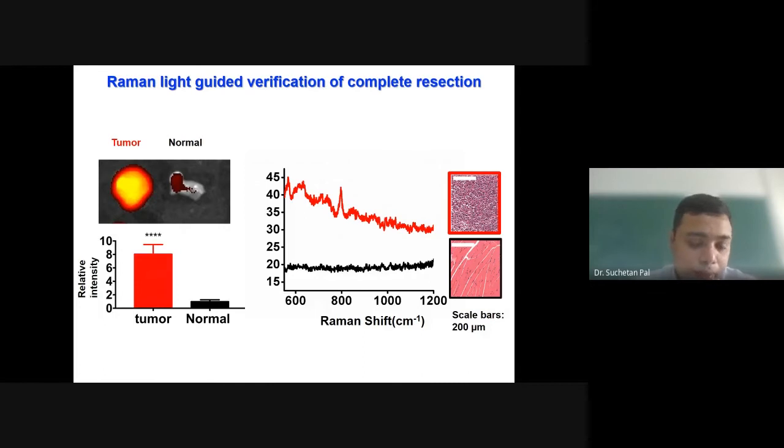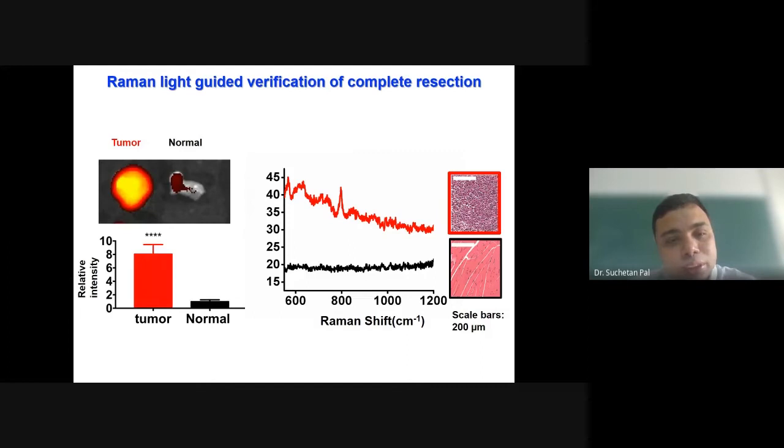So in fluorescence, you have a drawback of autofluorescence. So you have some low level of fluorescence from the normal tissue as well. You can see that the tumor tissue has high fluorescence and normal tissue has low fluorescence, but during the surgery, you don't know whether this low fluorescence is coming from the normal tissue or cancer tissue, right?